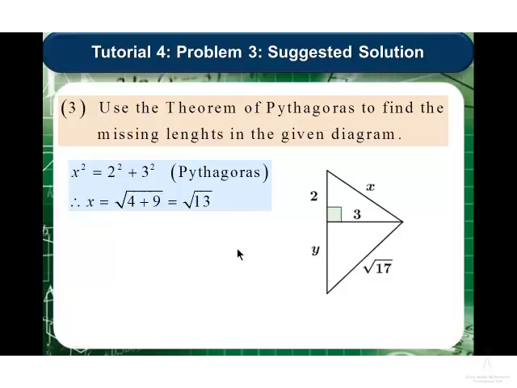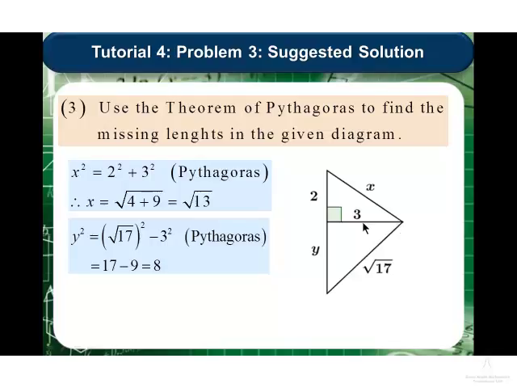Similarly, we can identify the second right triangle here, and the side lengths 3 and square root of 17 mean that y squared can be expressed as square root of 17 squared minus 3 squared by the theorem of Pythagoras, and this gives us 17 minus 9, which gives us 8. So y can then be calculated as the square root of 8, or just 2 times the square root of 2 in this particular case.